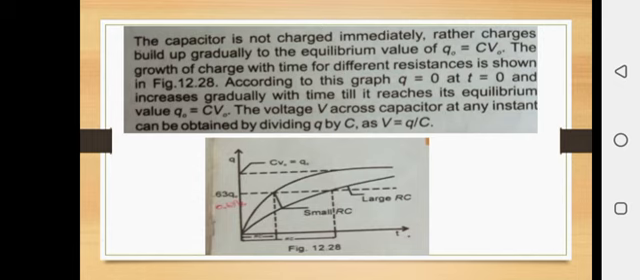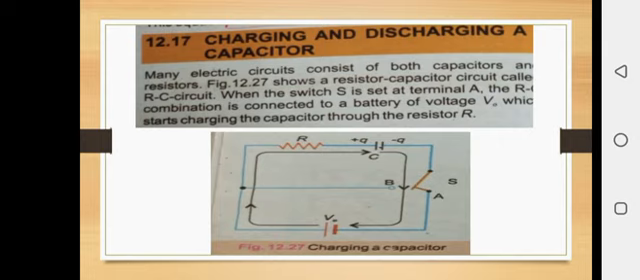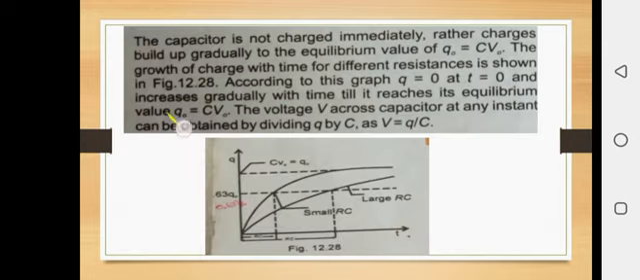So the growth of charges with time. This is a graph between charges Q which build up with respect to time t. The growth of charge with time for different resistances is shown in this graph. At Q equal to 0, where both axis values are 0, Q is 0 at t equal to 0, and it increases gradually as time increases along the x axis and charge increases along the y axis, till it reaches the equilibrium position where the value is written as Q naught is equal to CV naught.